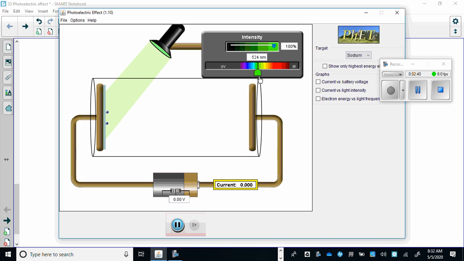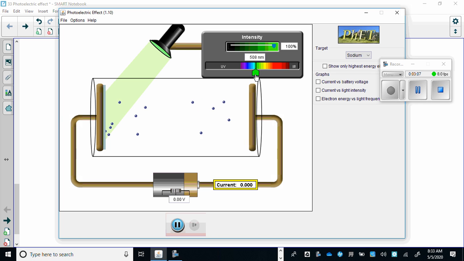Let's try the other way. Let's move it to yellow. Nope. No. Oh, something happened right there. As soon as we moved it from yellow to green approximately, what's happening here? What are these little things? Oh, that happened and then it didn't happen. There we go. So we're in the green, we're shining green light on sodium metal, and these are electrons. These are electrons that have been ejected from the surface of the sodium metal. All right, and you can see that they're going in.